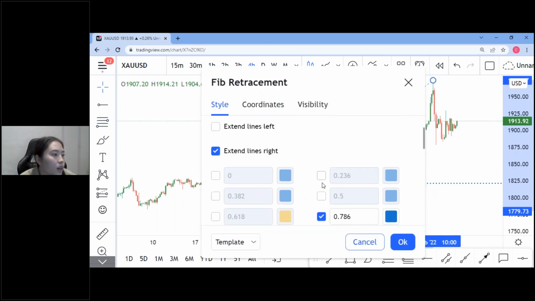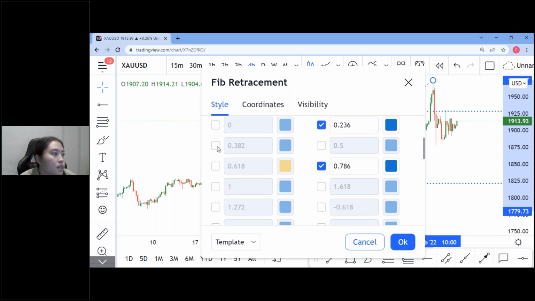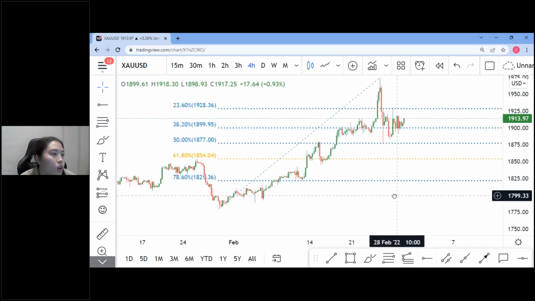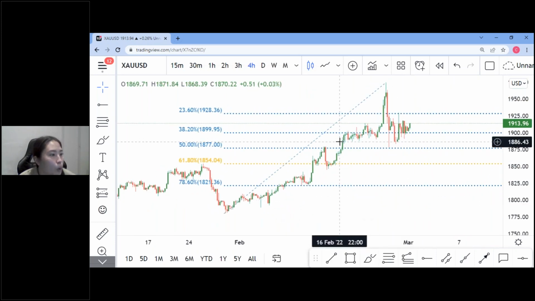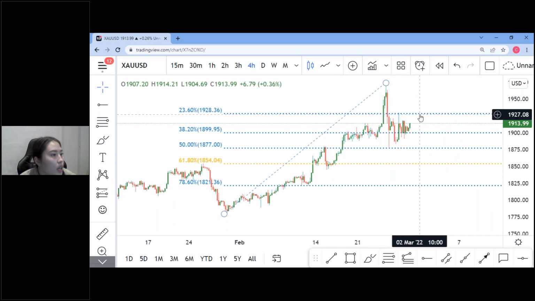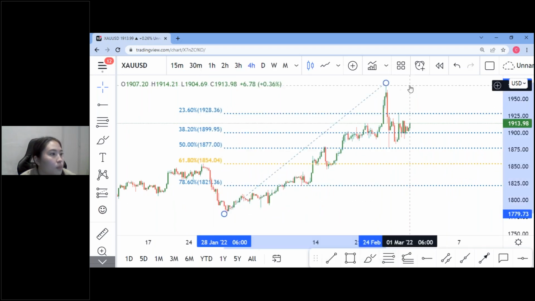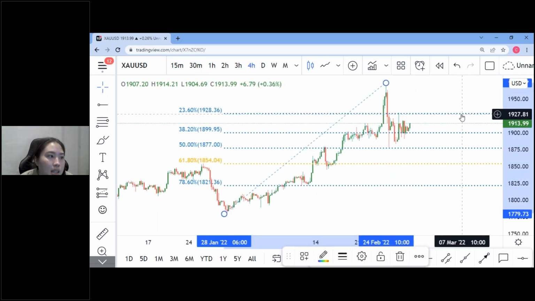We're gonna come out with our 5 levels: 23.6, 38.2, 50%, 61.8%, and 78.6%. Then we're gonna identify which levels are most relevant to us. Do you guys think 23.6% is still relevant? Can you guys let me know in the chat box? Oh, we've got answers coming in already. So 50%.